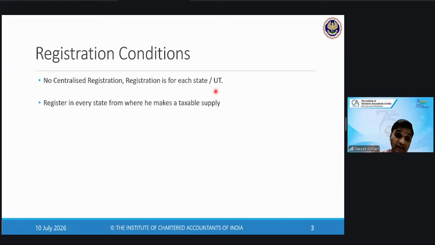Registration in every state from where he makes a taxable supply. So from where he makes a taxable supply, there he will have to register, and not in the place where the customers are located. He can supply from any state.